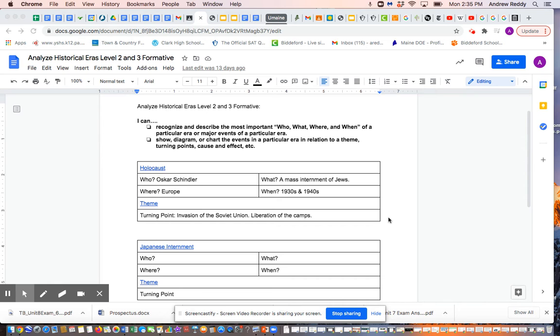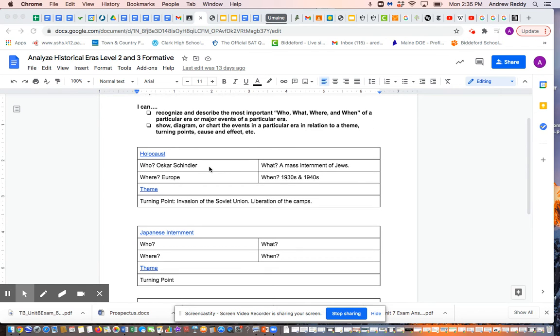All students are being asked to do, because again, the goal is to recognize and describe the most important who, what, where, and when of a particular era or major events of a particular era, and to show, diagram, or chart the events in a particular era in relation to a theme, turning points, cause and effect, etc. So I set up these separate charts, and the first one we did together.